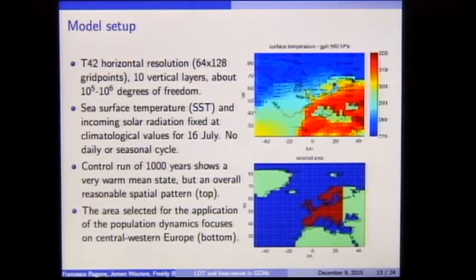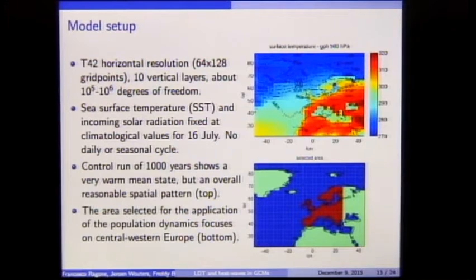Boundary conditions are set in this way. We don't want a time-dependent forcing acting on the system, to simplify things. So we remove the daily cycle, which is not a big problem because the model runs without the daily cycle anyway, and we remove the seasonal cycle. So we do a kind of experiment which is a standard in the literature to study processes that occur in a specific season, which is called perpetual summer simulation. You fix the incoming solar radiation and you fix the surface temperature of the ocean to the climatological value for the 16th of July. The surface temperature on land is free to evolve.